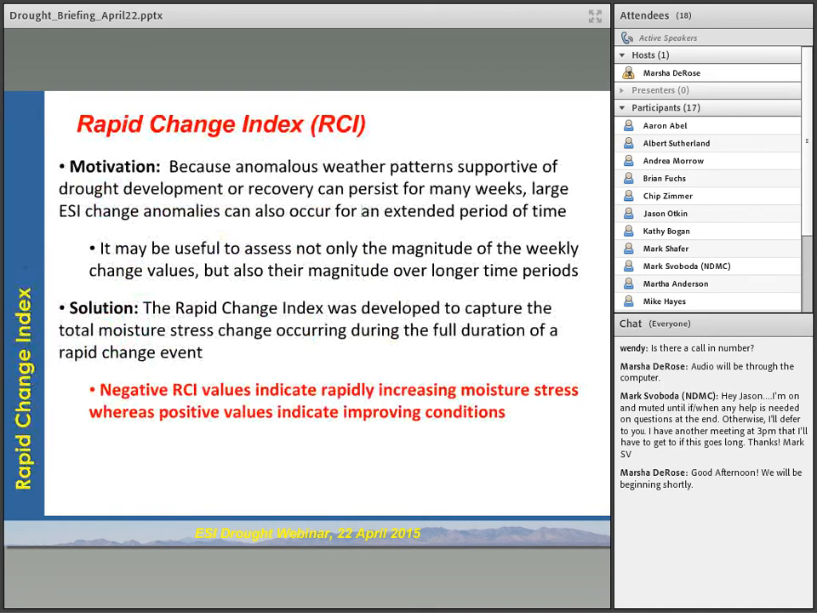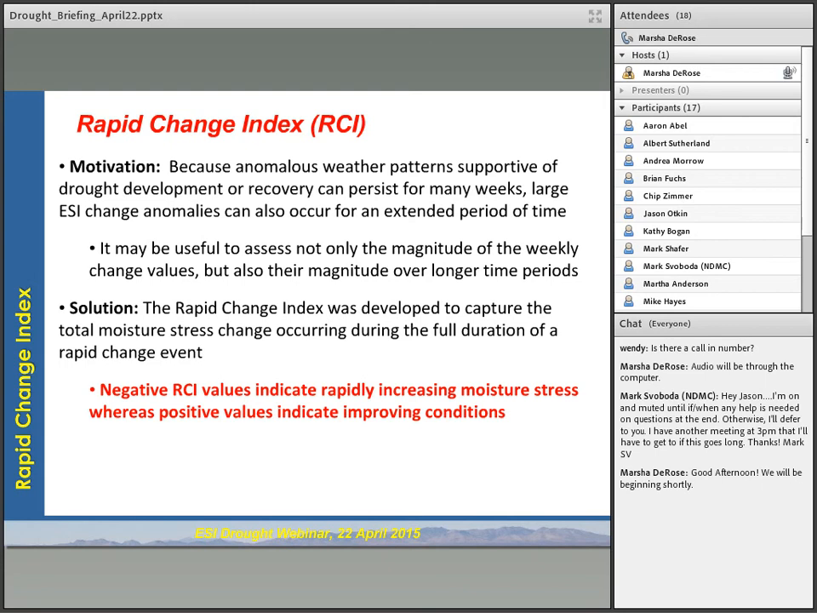Next slide, please. Now, because anomalous weather conditions supportive of either drought development or drought recovery can persist for many weeks, large ESI change anomalies can also occur for an extended period of time as the vegetation responds to sustained changes in moisture stress conditions. This means that it may be useful to assess not only the magnitude of the ESI changes each week, but also their accumulated magnitude over longer time periods. So to account for this behavior, we developed a new drought metric that we refer to as the Rapid Change Index that captures the total moisture stress change occurring during the full duration of a rapid change event.